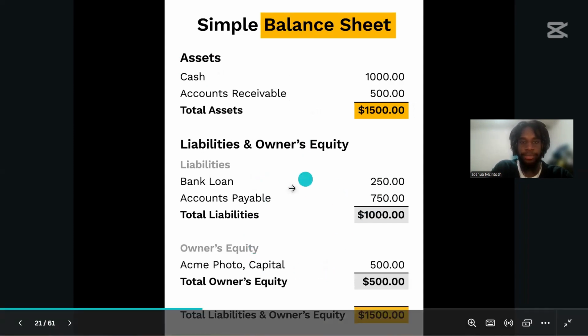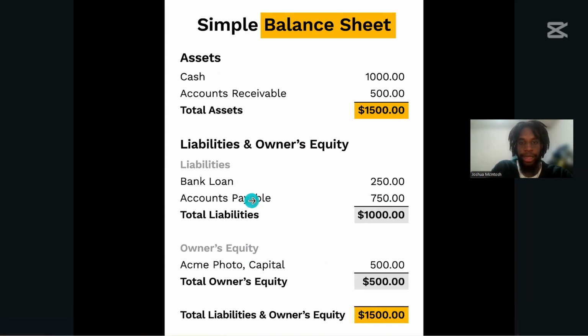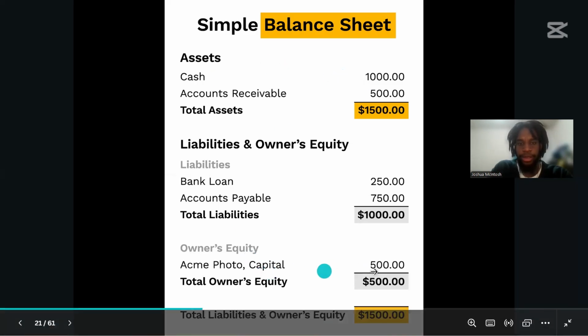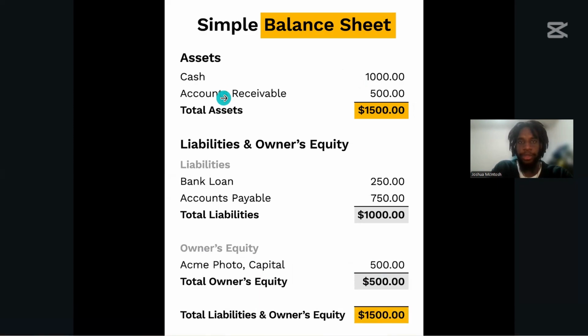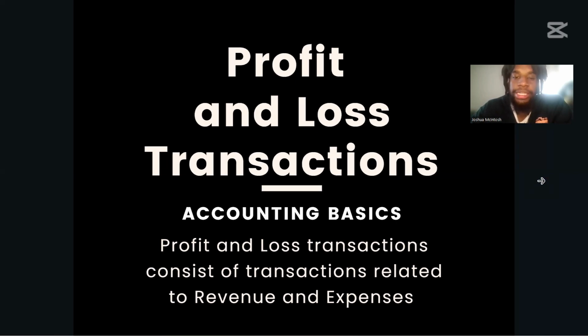And as you can see, the bank loan and the accounts payable equal the cash inside the asset. They're both connected. And the equity would be the net income to the accounts receivable. So everything has two sides, and each transaction has two sides when it comes to the balance sheet and the profit and loss statement. There are profit and loss transactions.